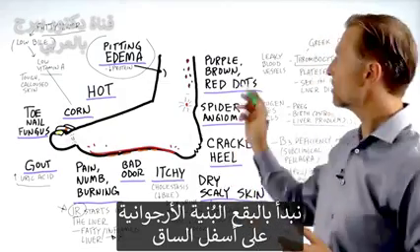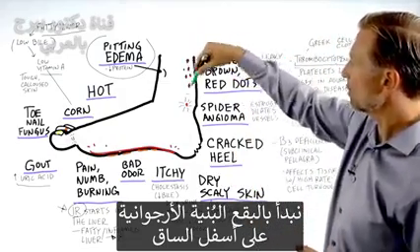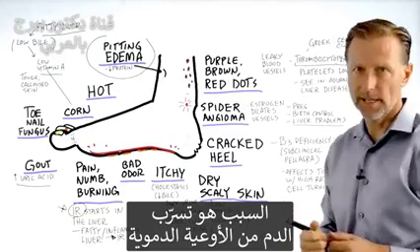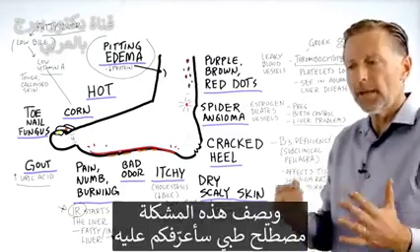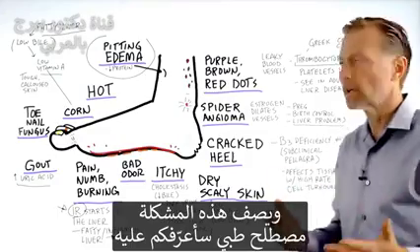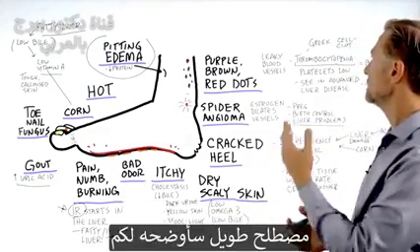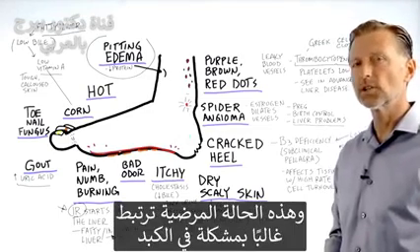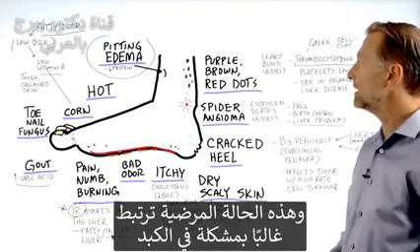All right, let's start with these purple, brown, red dots on the lower part of the legs. What's going on here is we have leaky blood vessels, okay? Now there's a medical term, which I'm going to introduce you to. It's a big word, but I'll define it. It's called thrombocytopenia, okay? This condition usually occurs with a liver problem.